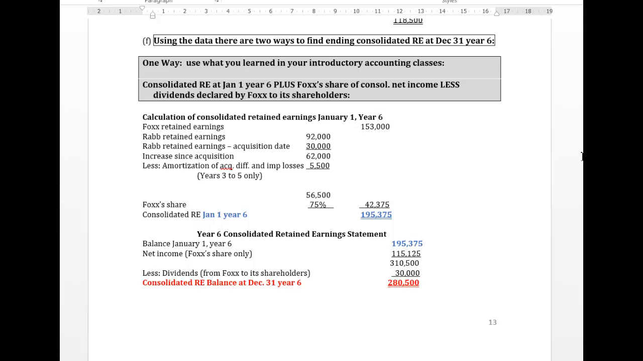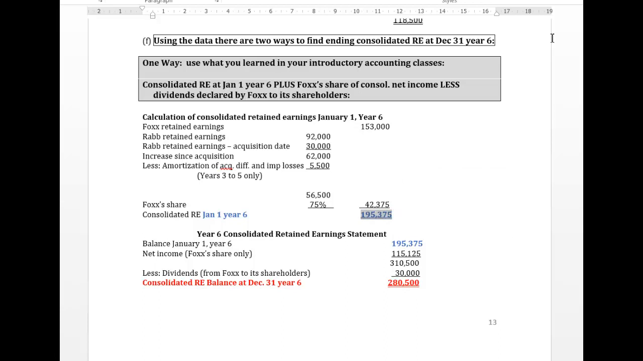So because we're only calculating consolidated retained earnings in this first option at the beginning of year 6, we're only looking at acquisition differential amortizations that were expensed. That's $5,500. So $62,000 less that $5,500 is going to give us $56,500. But don't forget, we as Foxx can only take our 75% share onto the consolidated statements. So that's going to give us $42,375. So if we add it to Foxx's separate entity retained earnings plus its own share, Foxx's share of the adjusted post-acquisition retained earnings of Rabb, which is $42,375, that's our share, we're going to get consolidated retained earnings at the beginning of year 6 of $195,375. So what can we do with that?